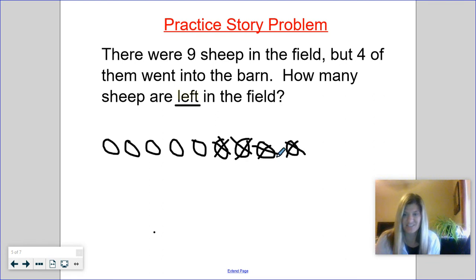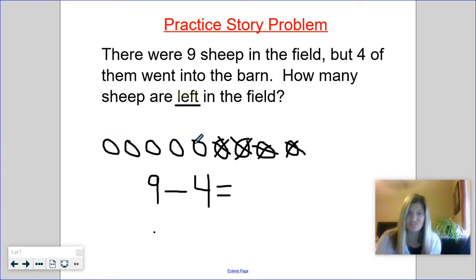So what I do is I usually tell my story back to myself again. There were 9, so I draw 9 sheep in the field, but 4 of them left. So I make a subtraction. 4 left. How many sheep are left in the field? Then I can count the circles that I have left that are not crossed out. 1, 2, 3, 4, 5. And I write the answer, 5. 9 minus 4 equals 5. Check your work. See if yours looks like mine.